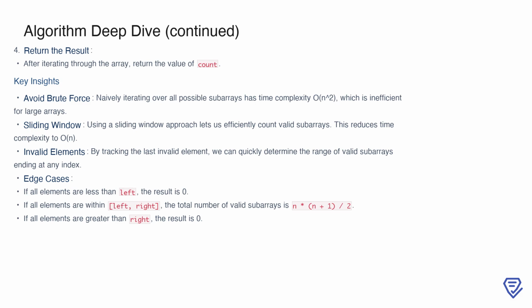For example, if all elements in the array are less than left, there are no valid subarrays, so the result is 0. If all elements fall within the range [left, right], then every subarray is valid, and we can directly calculate the total using the formula n(n+1)/2. On the other hand, if all elements exceed right, the result is 0 since no subarray is valid.